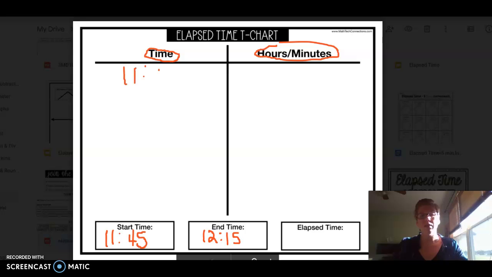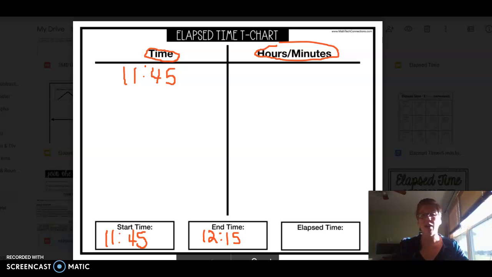So we are starting with 11:45. Write this down, please. And I'm trying to get from 11:45 to 12:15. Now, can I add an hour? What will happen if I add 1 hour onto 11:45? Well, the new time would be 12:45. That's too far. I'm just trying to get to 12:15. So I know I'm not going to be adding hours. Let's just add minutes.